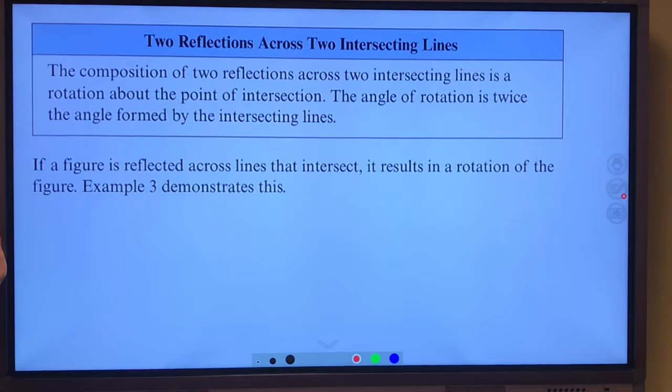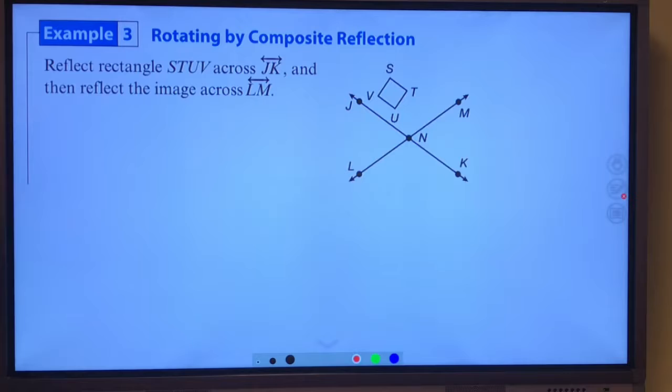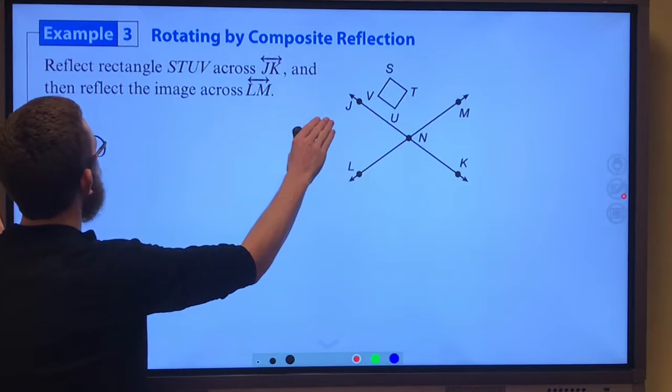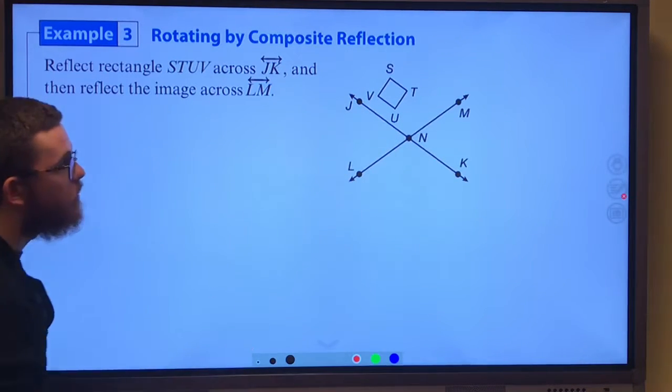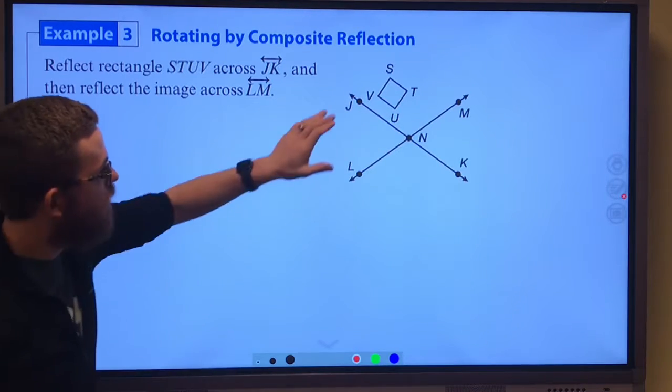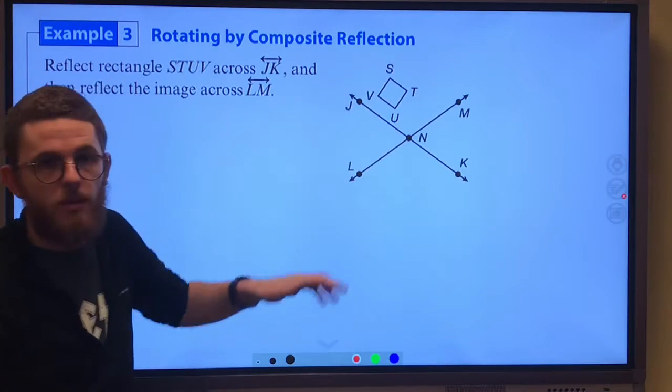We can perform reflections across two intersecting lines. The composition of two reflections across two intersecting lines is a rotation about the point of intersection. The angle of rotation is twice the angle formed by the intersecting lines. Notice here we have this quadrilateral, we're told it's a rectangle, STUV. We want to reflect it across JK, and then we want to reflect it across LM. So we know it's going to look the same as a rotation.